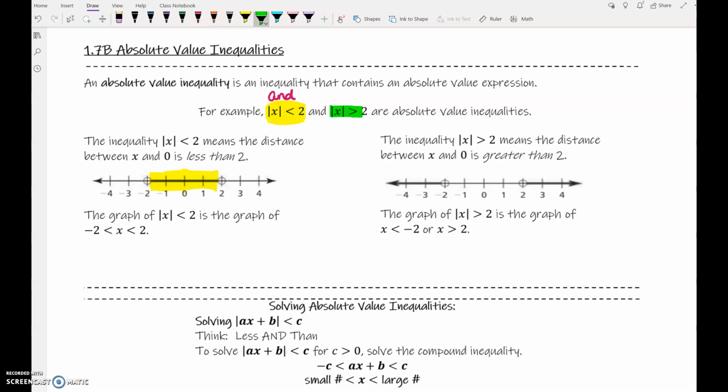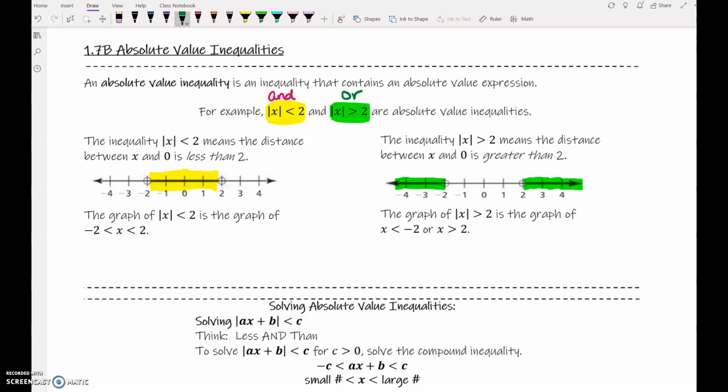If the distance needs to be larger than 2 units away from 0, that means it can't be 0, it can't be 1, it can't be 2, it has to be bigger than that. So it has to go from 2 out and from -2 out. That creates the inequality that's split, pointing in opposite directions. That is known as an or inequality.